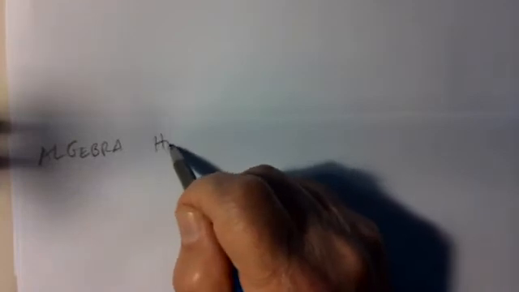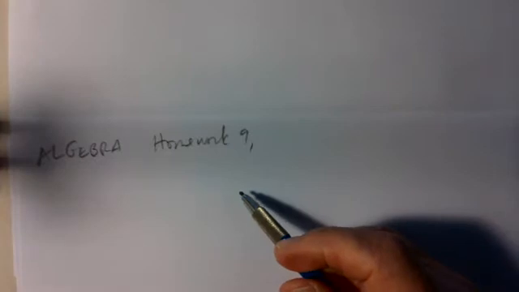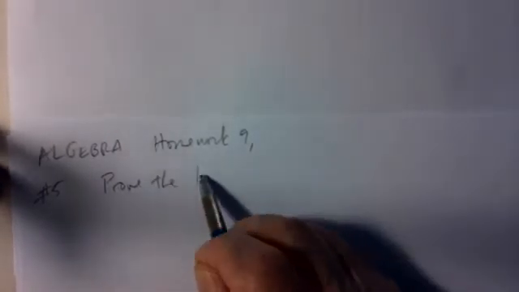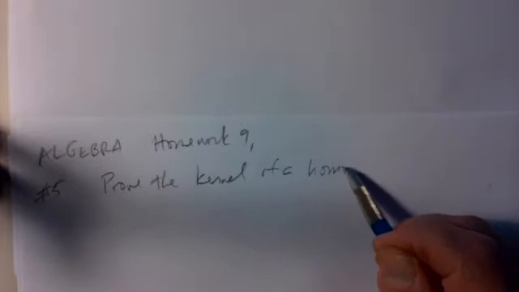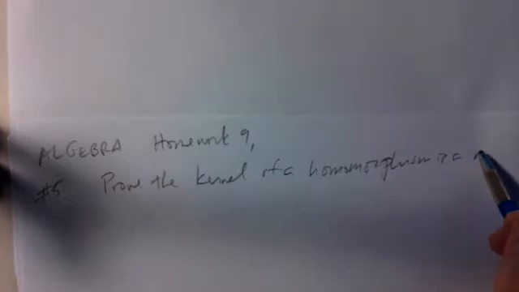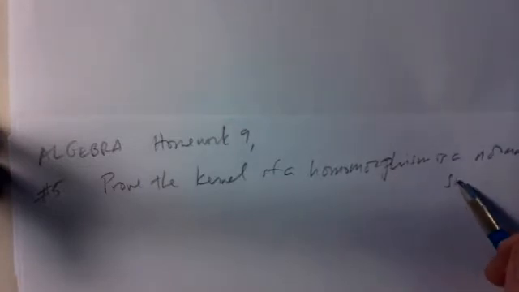So, algebra, homework number 9. Problem 5. So this is to prove the kernel of a homomorphism is a normal subgroup.